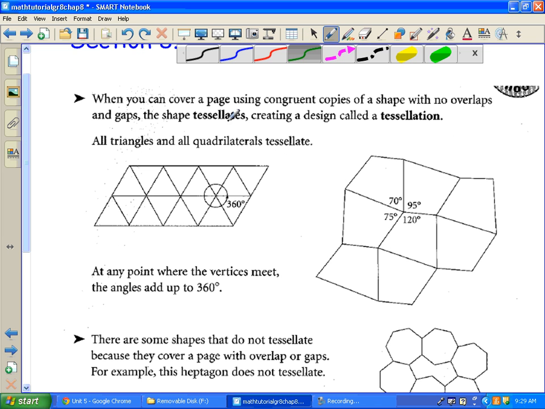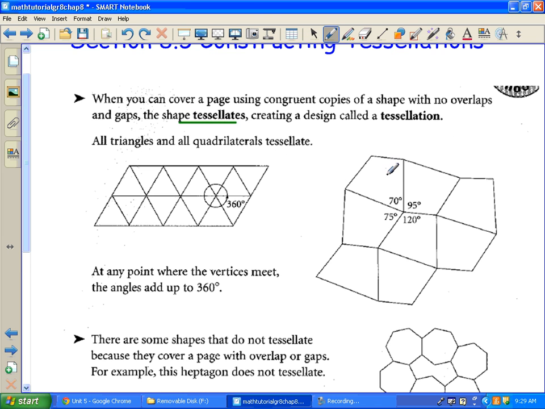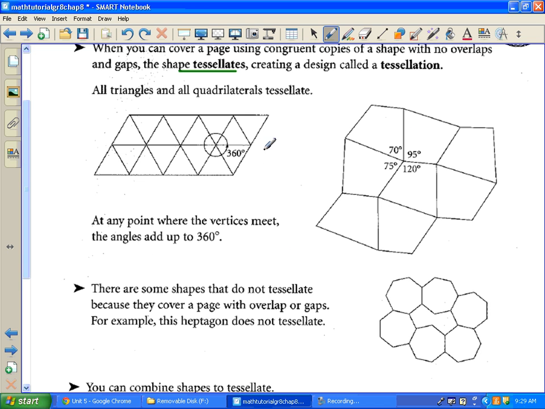What we're saying is when some shape tessellates, it basically means you're putting together the same shape. Okay, so in this case it's a triangle. So here's our triangle. You're putting triangles together, and there should not be any overlaps or gaps. When you put them all together, you notice there's no gaps, no overlaps, nothing. It goes together perfect, kind of like a puzzle.